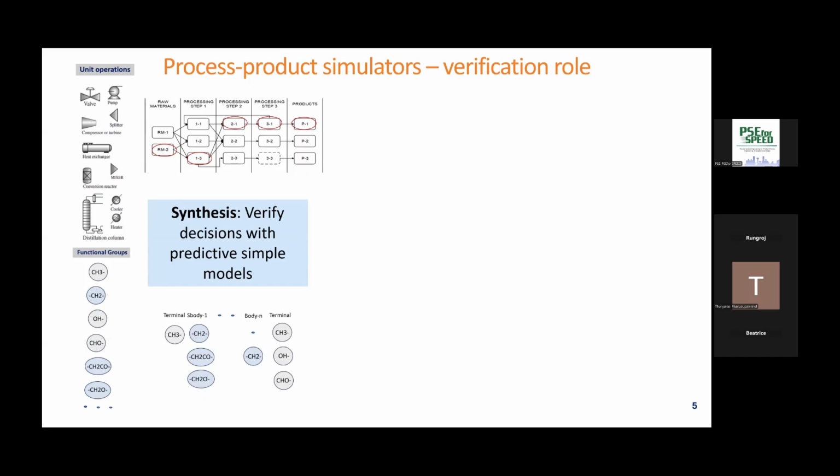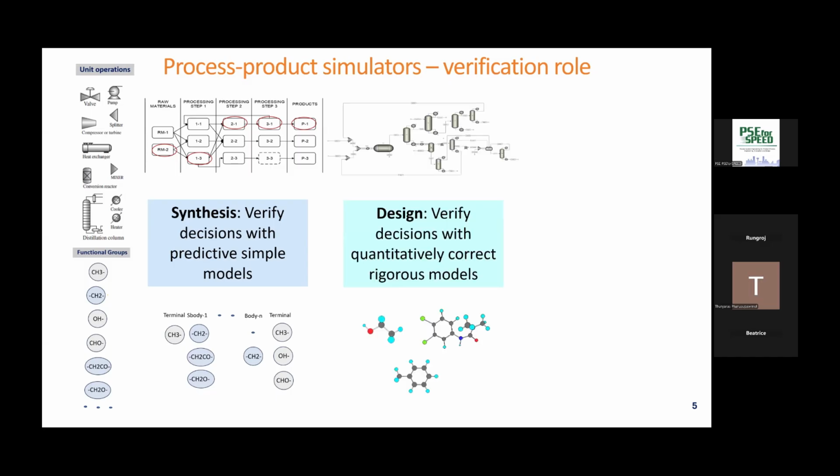The thing to note here is that we are using simple predictive models because we have hundreds and thousands of alternatives, and we need to quickly evaluate them. Next, we have a flow sheet. We want to design it in detail so that we can construct it. So these calculations now need to be quantitatively correct. So we need to use rigorous models so that whatever we calculate here can be built. And when it is operating, it will operate as designed.